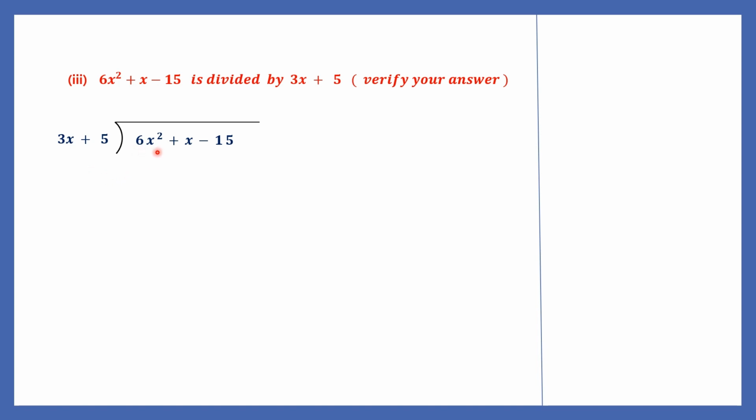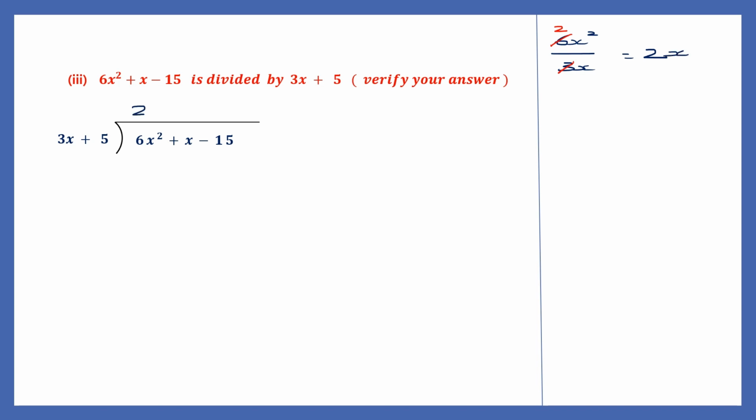First term of the dividend by the first term of the divisor, we have to divide. That means 6x square divided by 3x. So we can cancel 3 and 6. 3 ones are 3, 3 twos are 6. So here we have 2, then x square divided by x, that is x to the power of 2 minus 1, which is simply x. So we get 2x.